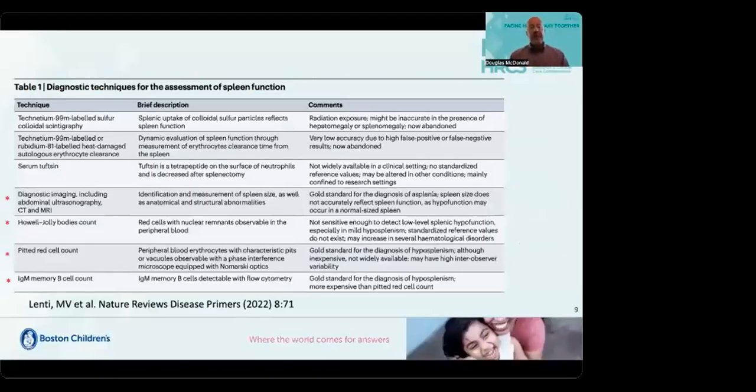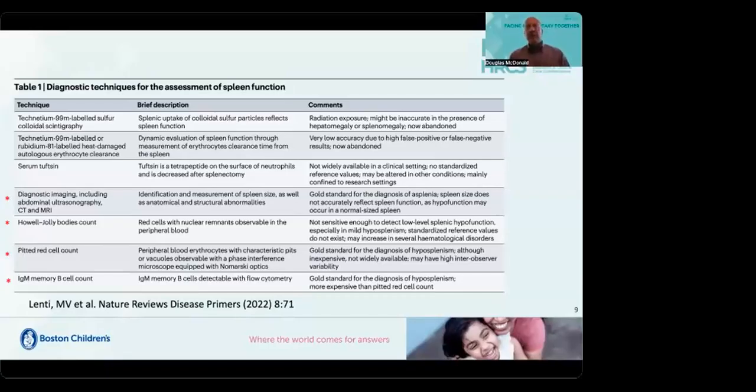So some of the techniques that we have available today to assess splenic function include imaging such as MRI and CT, as well as abdominal ultrasound. This is the gold standard for diagnosis of asplenia, and it's important to note that spleen size doesn't necessarily correlate with splenic function. Functional studies include Howell-Jolly body counts in the peripheral blood smears.